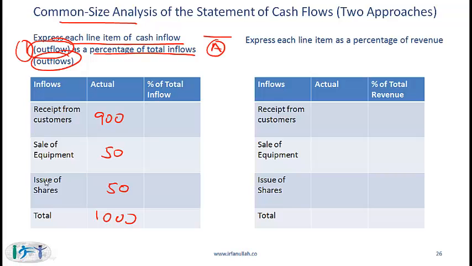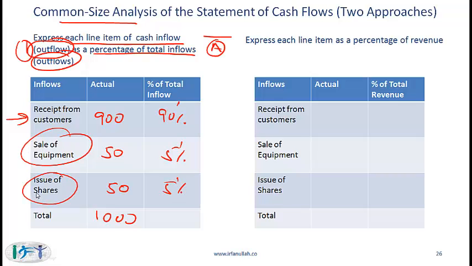We then take each of these major inflows, and in this simplistic example, let's say these are all the inflows. Then we take receipt from customers, 900, as a percentage of total. So we are saying that 90% of our inflow is coming from here. We have about 5% coming from the sale of equipment and 5% coming from the issue of shares. You can see that a more detailed analysis will tell us where a company is getting its money from.